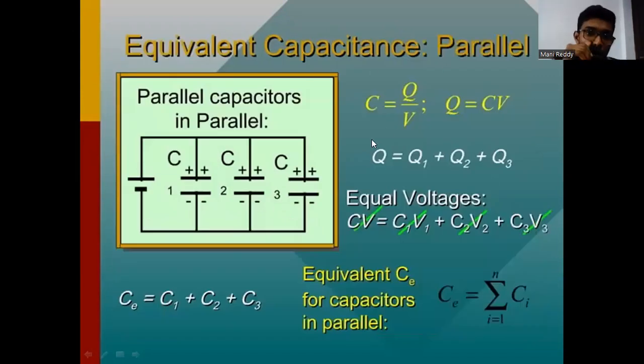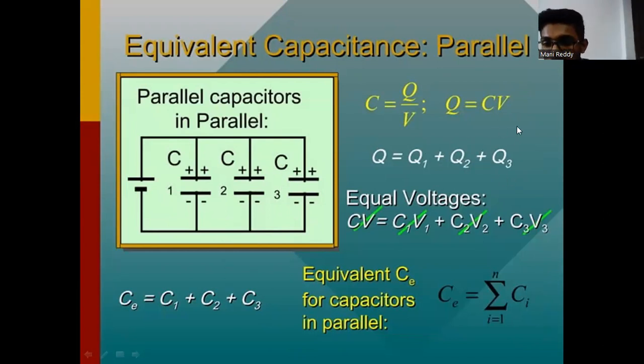Equivalent capacitance in parallel. Here is the circuit. In the earlier slide you also saw that C equals Q by V. We all know that Q equals CV. Capacitance is equal to the charge on the capacitor divided by the voltage on the capacitor. The charge on a capacitor is the product of capacitance and voltage. In parallel connection, the charge on the battery is equal to the sum of the charges on each capacitor: Q equals Q1 plus Q2 plus Q3.